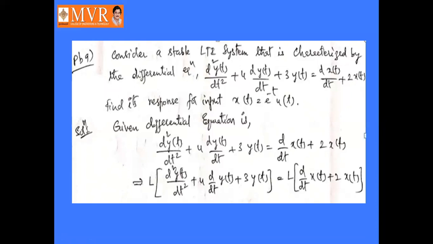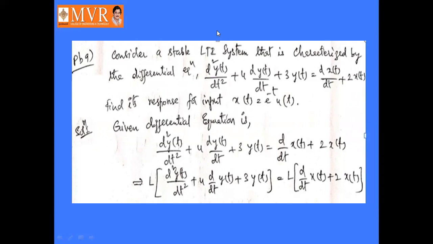Consider a stable linear time invariant system that is characterized by the differential equation d square y of t by dt square plus 4 into dy of t by dt plus 3 into y of t is equal to d by dt of x of t plus 2 into x of t. Find its response for the input x of t is equal to e power minus t into u of t. We have to find out y of t here.